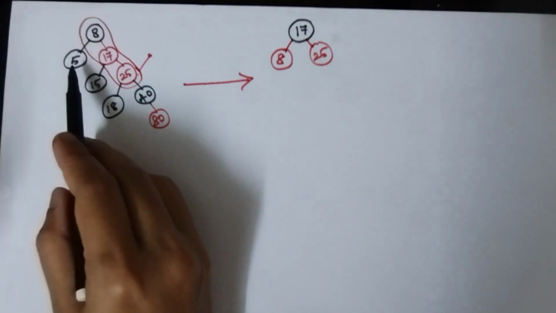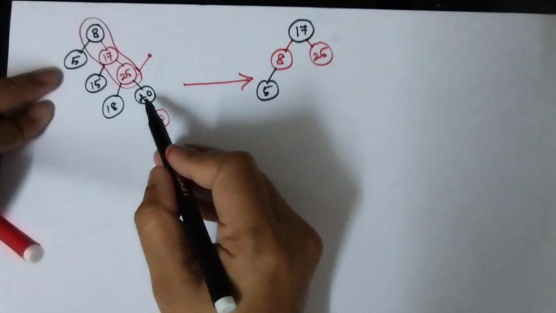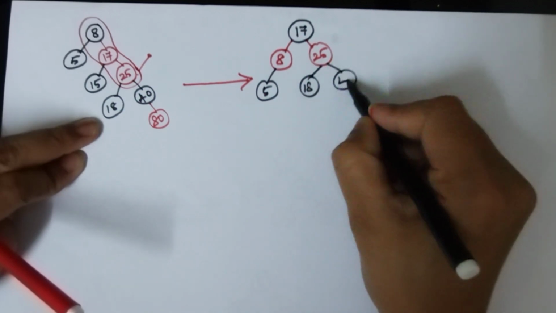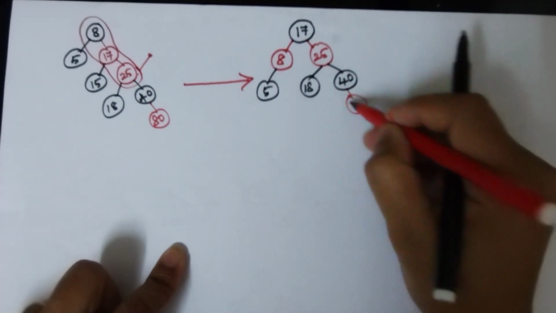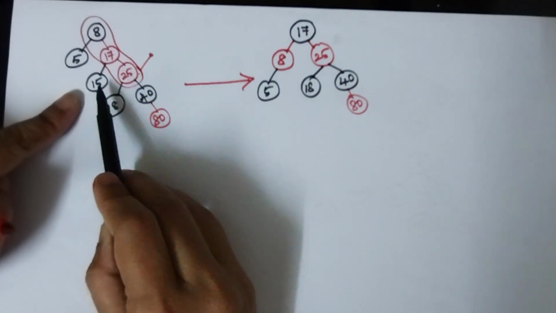Now we'll place the remaining nodes. Coming to 5, 5 is left of 8, so place 5 as it is. And then coming to 25, we have left of 25 is 18, right of 25 is 40, and the right of 40 is 80. And what is still remaining? 15. We need to place this 15. So where will we place it?